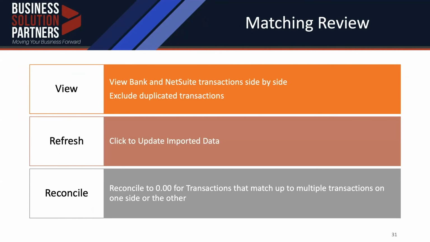So a little recap of that. You can view your bank and NetSuite transactions side by side now. You can even exclude any duplicated or old transactions from the list. You can refresh to update your imported data, and you can reconcile to 0 for transactions that match up on both sides, those imported from your bank and those existing in NetSuite.